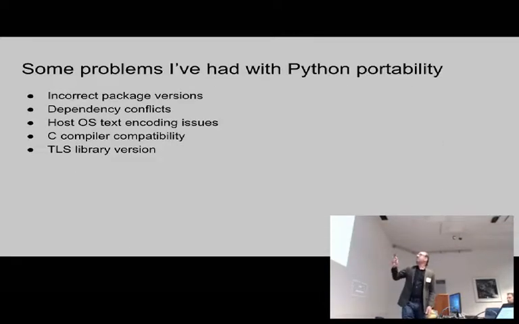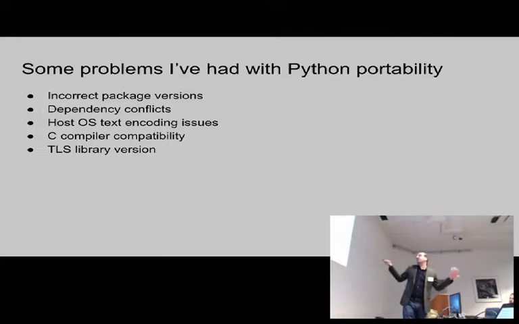Okay, some of this was driven by my own experiences with Python portability. So I mentioned some of this. These are issues I've run into with trying to run code on a new machine or move something that I've developed on my laptop to a virtual machine, for example. So incorrect package versions, dependency conflicts. These first two are fairly easily resolved with virtualenv, but if you go down the list, you run into things that are a little harder to deal with.